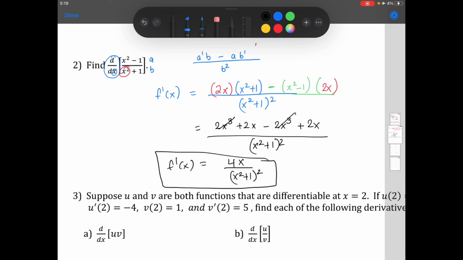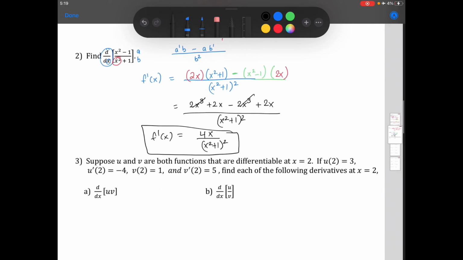So that's how you apply the quotient rule. So the next question, it's not tricky, just pay attention to what it's saying. Suppose u and v are both functions that are differentiable at x equals 2. And it's saying u of 2 equals 3, u prime of 2, which is the derivative at that point, is negative 4. v of 2 is 1 and v prime of 2 is 5. Find each of the following derivatives at x equals 2.